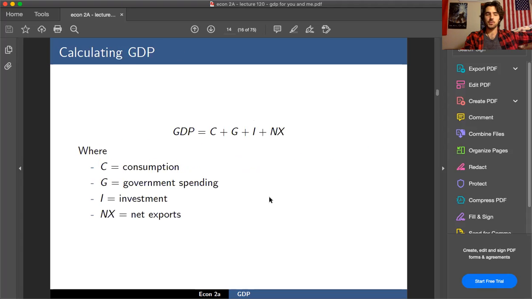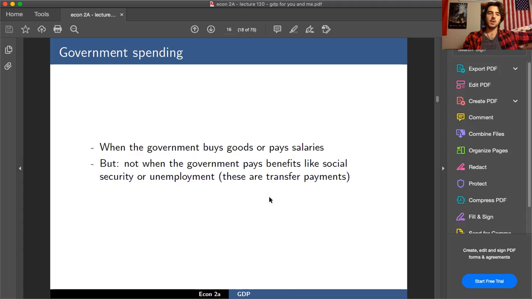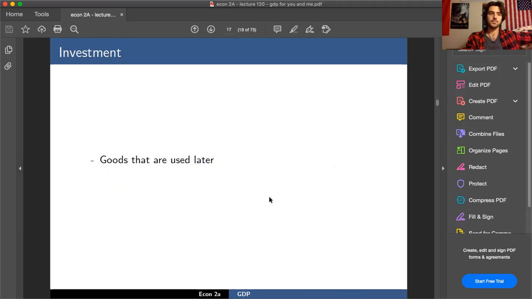The important equation. Remember this. The important sum: consumption is the purchase of final goods, the final goods bought and sold in the economy. Government spending is just the money the government itself spends on goods and services, so the soldiers and the federal employees, but not things like Social Security. Those are transfer payments, whenever the government just moves money from one place to another, as opposed to buying something or selling something itself. When the government buys something or pays the salary, it's counted, but transfer payments are not included. It's just a movement of money.